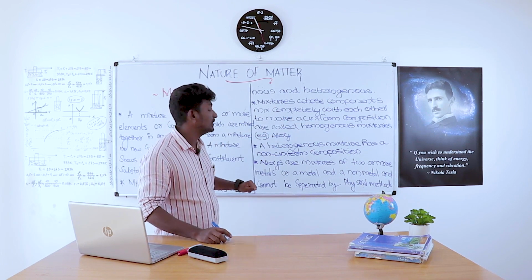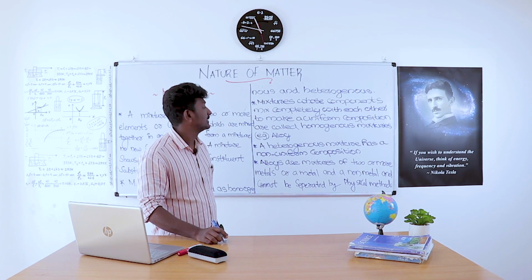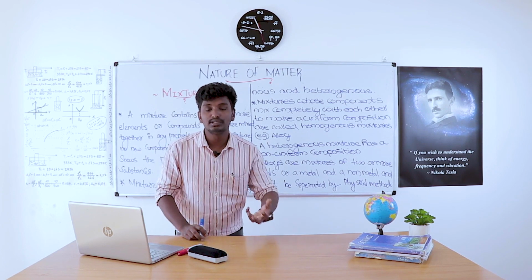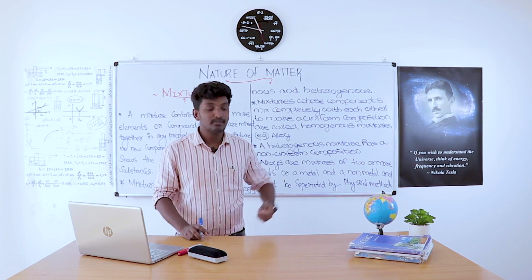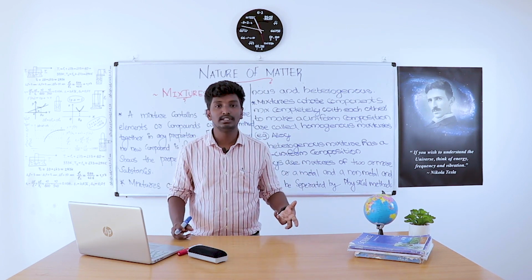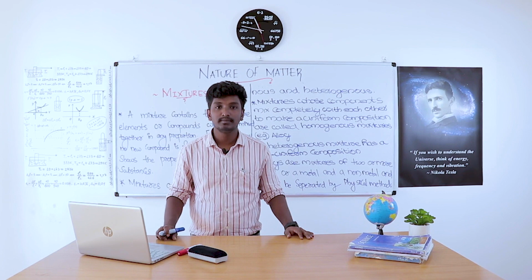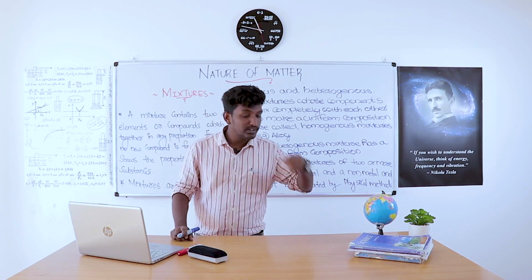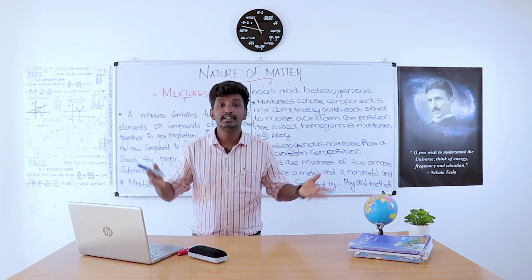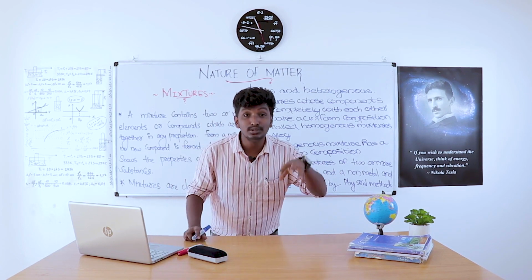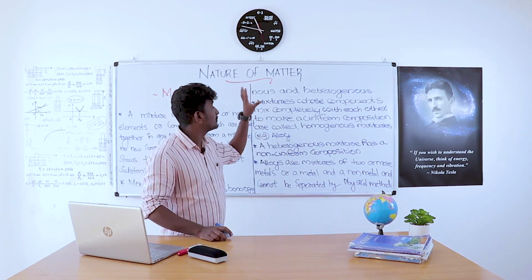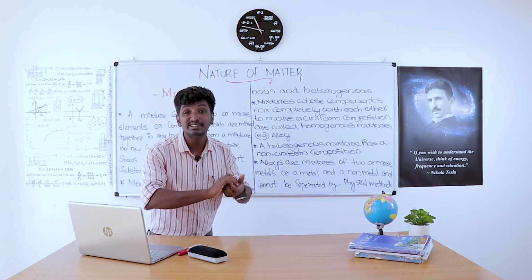For example, alloy is a homogeneous mixture. Sugar solution is a homogeneous mixture. Salt solution is a homogeneous mixture. From sugar solution, if we take a sip from any part of that solution, we get the sugar taste. From salt solution, if we taste from any part of the solution, it gives the same taste. That means it is uniform throughout, the composition is uniform, and the components mixed completely with each other.